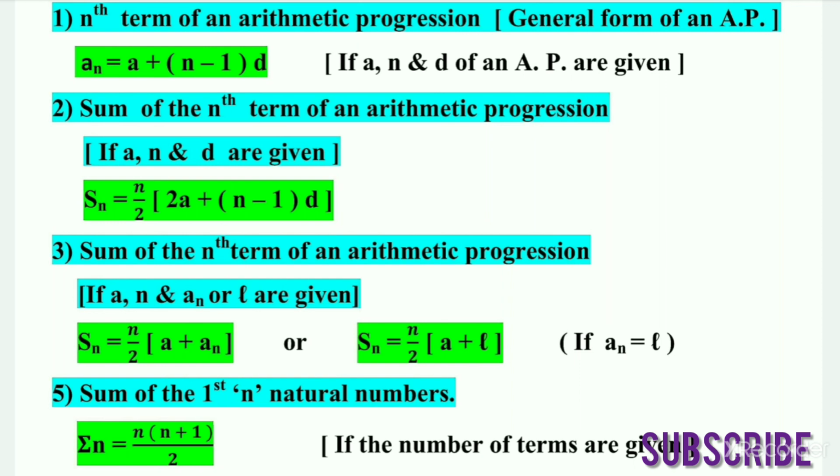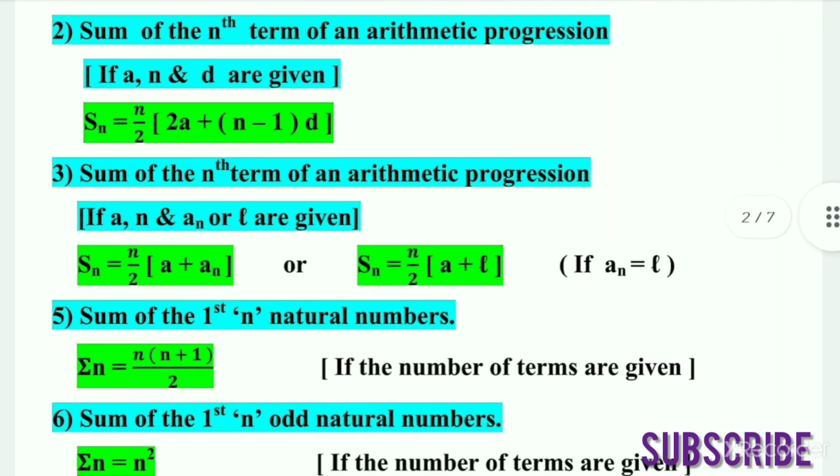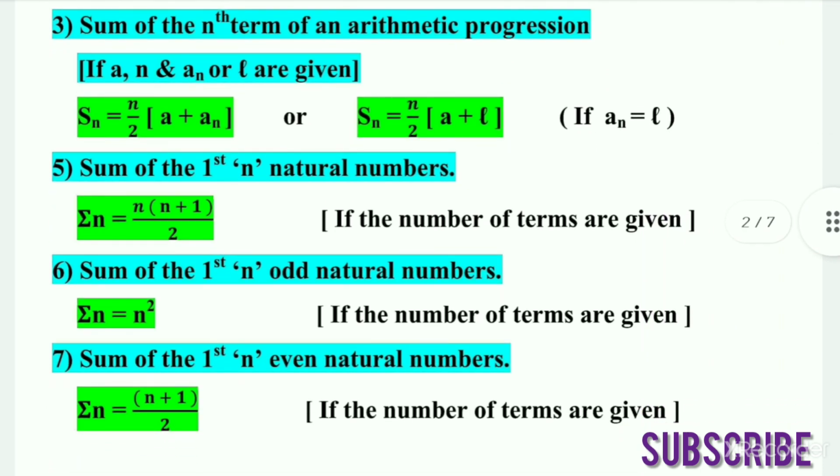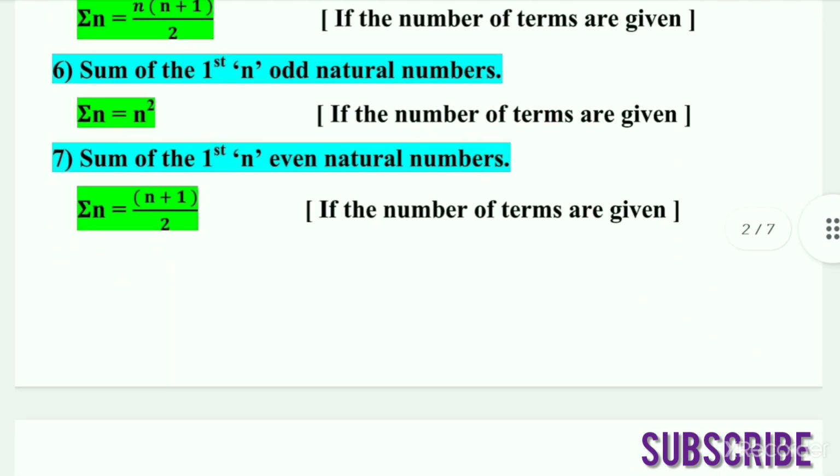Next, the fifth formula, the sum of first n natural numbers, is n(n + 1)/2. Same thing, for the first n odd natural numbers we write the formula only n squared. Next, the sum of first n even natural numbers formula is n(n + 1). n into (n + 1) will come, but they have written there (n + 1)/2. You can change it.